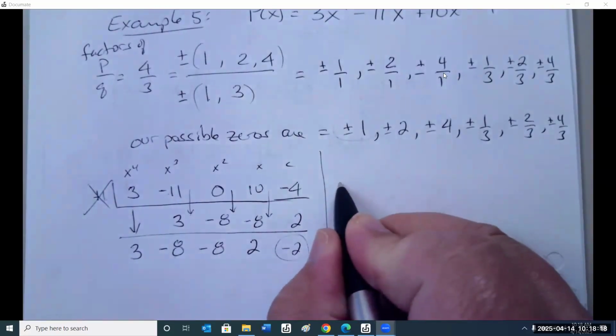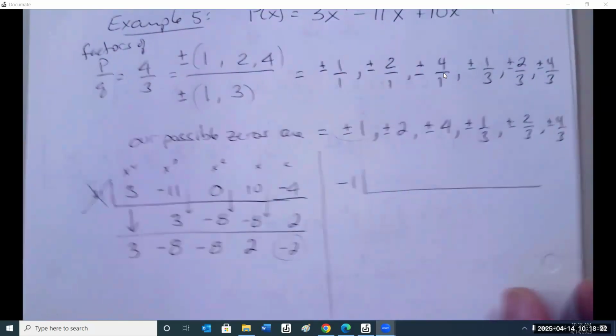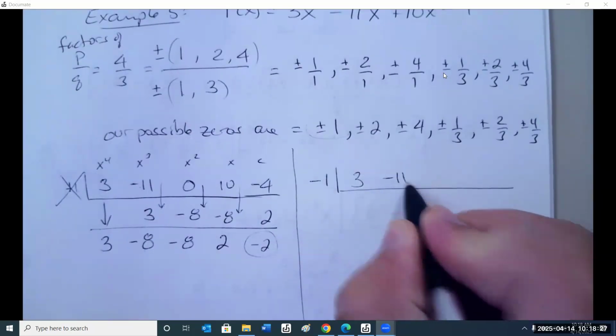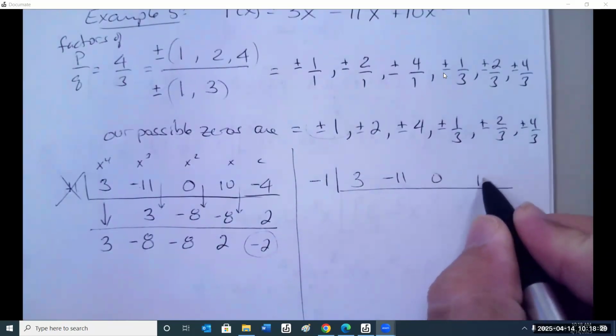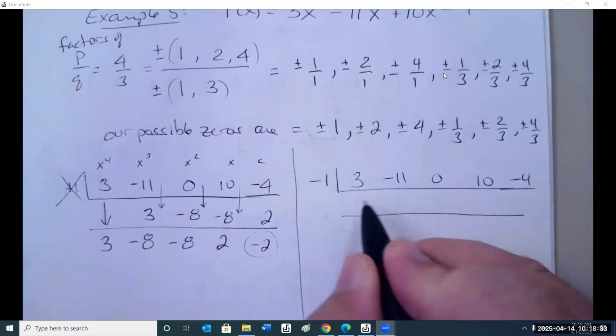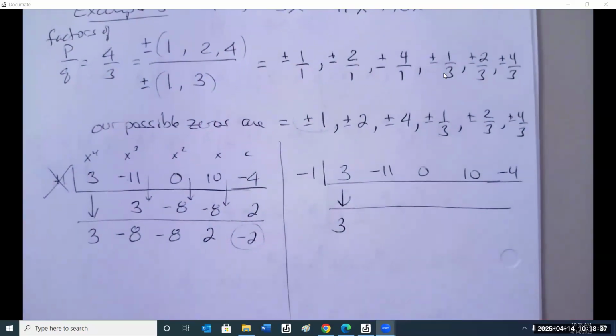Let's try negative 1. So we have 3, negative 11, 0, 10, and negative 4. Bring down the first term. We did go over synthetic division, didn't we? Yes, sir. Okay.